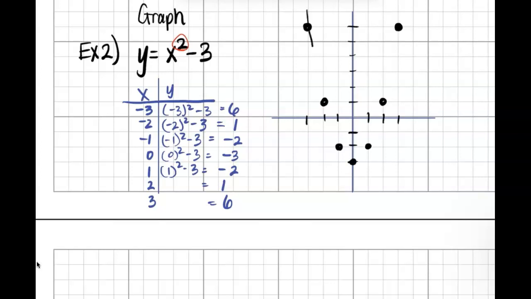Connect this with a smooth curve. It should look like a U shape. And that is one way to graph a quadratic, which is using a table of values.